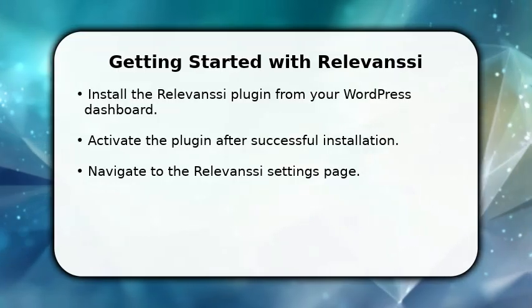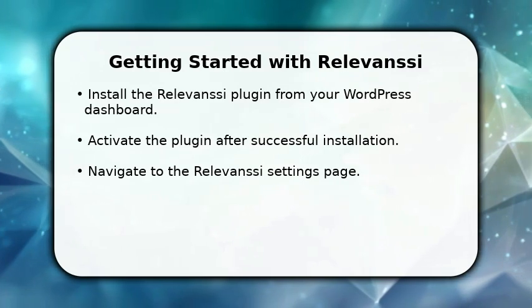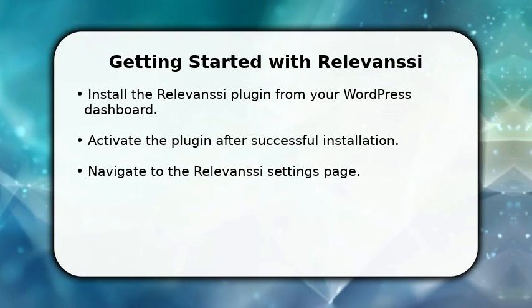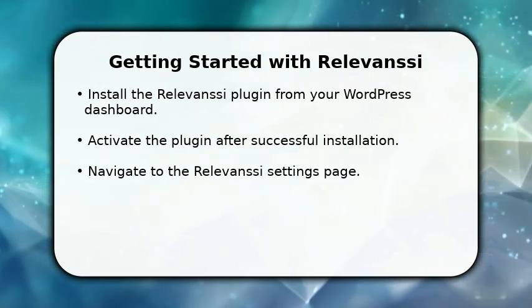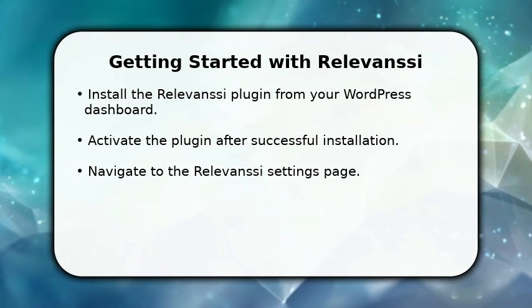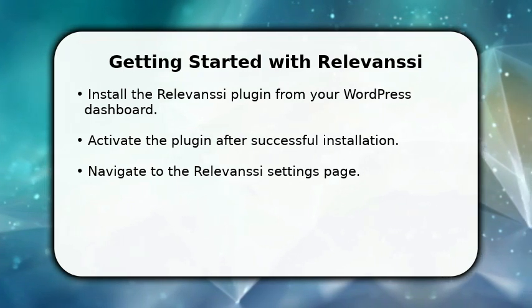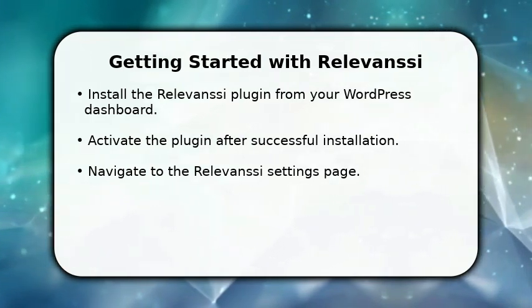In this video, I will explain how to use Relevanssi in WordPress. First, you'll need to install the Relevanssi plugin directly from your WordPress dashboard. Once installed, activate it to enable its powerful search capabilities. Then, head over to the Relevanssi settings page, usually found under Settings or Tools.